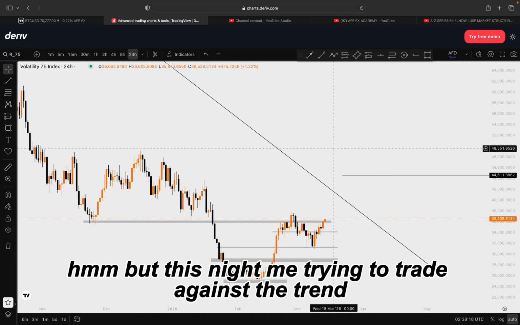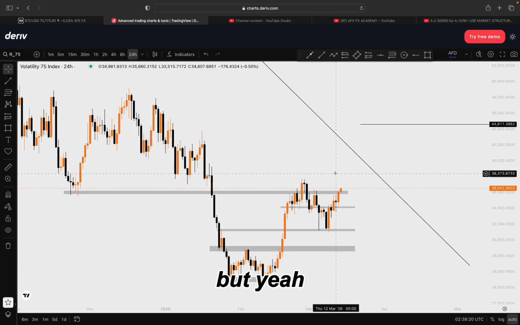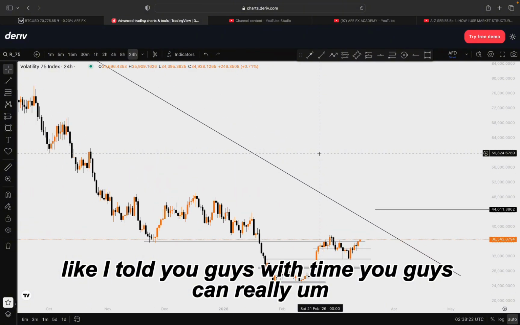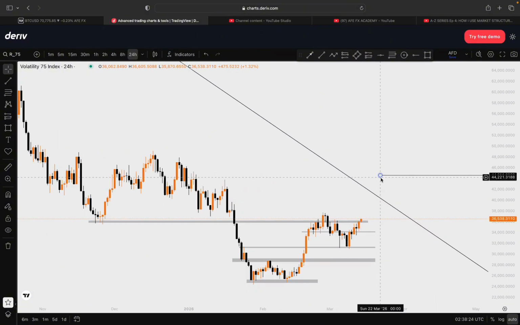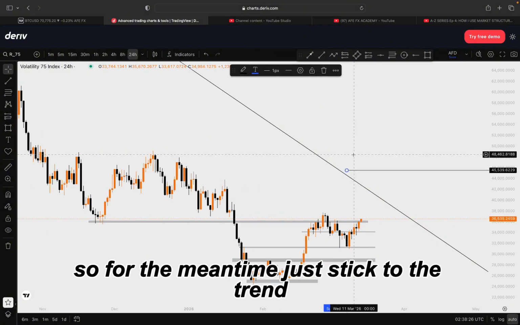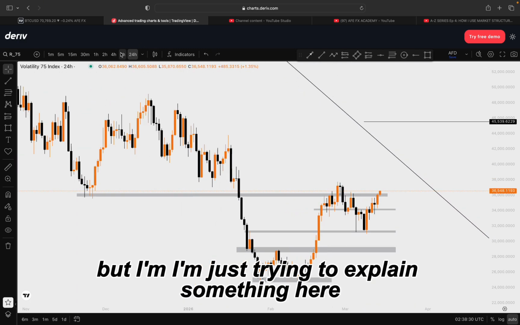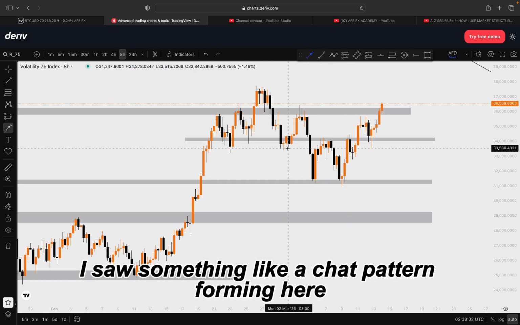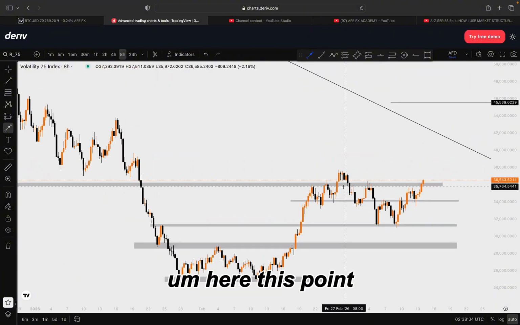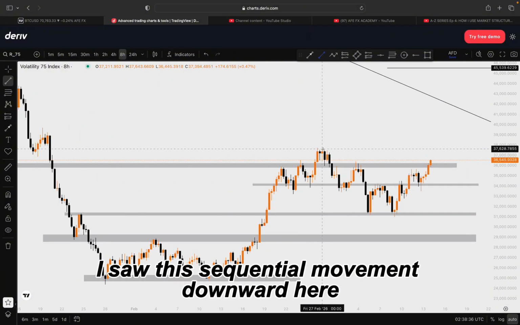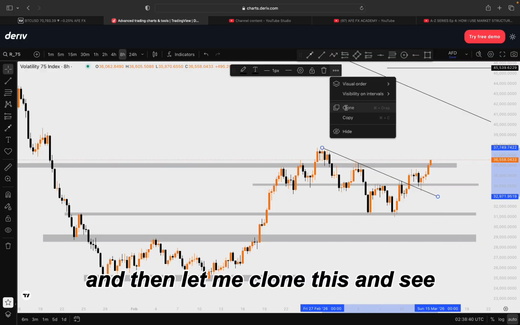But this now is me trying to trade against this trend. But yeah, like I told you guys, with time you guys can really trade against the trend too. But for the meantime, just stick to the trend. But I'm just trying to explain something here. So this market, I saw something like a chart pattern forming here. Here, this point, I saw this sequential movement downward here, and then let me clone this and see.